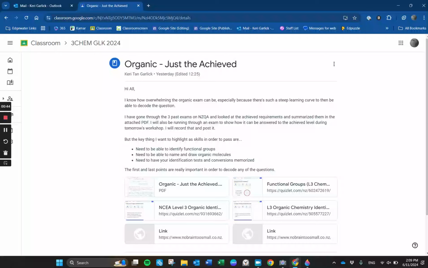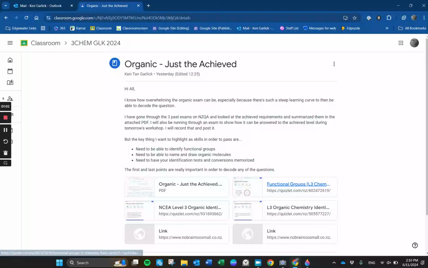So the 3 points that I had here is that the first thing you need to be able to do is identify your functional groups. The reason why is because you're going to be reading a lot of these questions and they're going to be referring to these functional groups, or they'll give you formulas and you're going to have to know what the functional group is. That way you know how to convert it and what properties it has. So that's the first thing you've got to do.